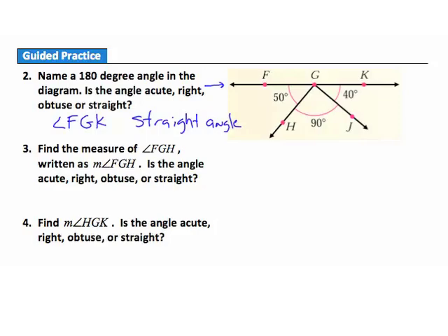Question 3. Find the measure of angle FGH. And we write this as the measure of angle FGH. Is this angle acute, right, obtuse, or straight? Well, first let's find the measure of angle FGH. So we're looking at F, G, and H. And so we're looking at this angle right here. So the measure of angle FGH is equal to 50 degrees. Now this is a smaller angle, so this is an acute angle.